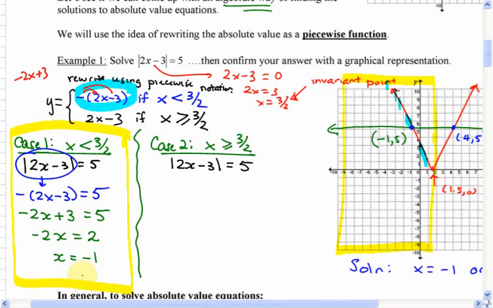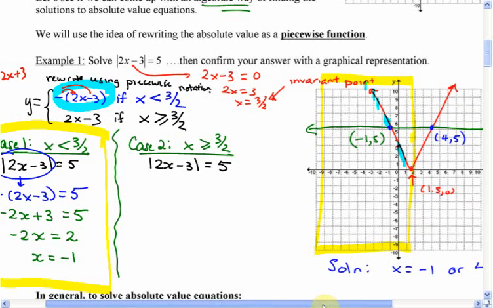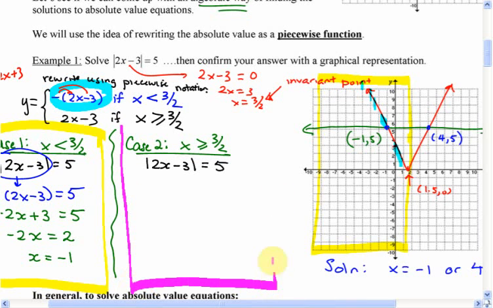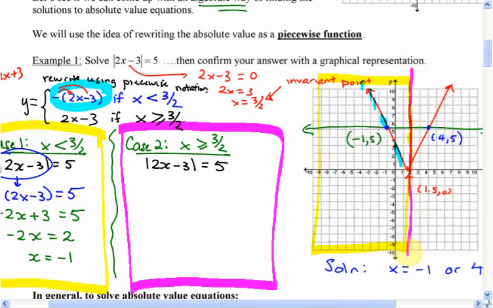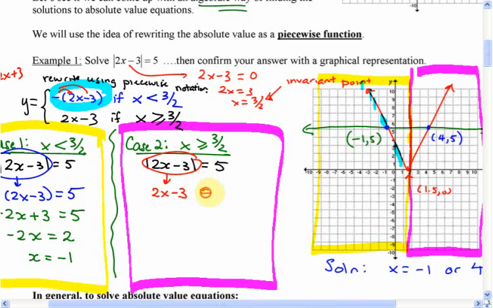Okay. You go ahead and solve the next side then. What's case number 2? Well, case number 2, we're looking at this side of the picture now. So what would I replace the absolute value with? Yeah, just the regular 2x minus 3, because that's what the equation of the line is. Go ahead and solve. And you get x equals 4. Your two answers. Done. Ladies and gentlemen, this is the basic idea of how you solve absolute value equations using algebra.